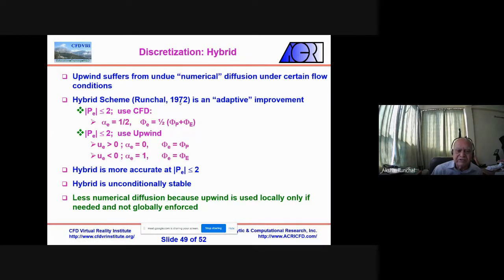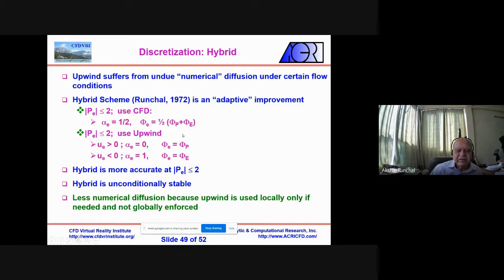So in 72, I came up with a hybrid scheme concept, which we said, well, why not, rather than us choosing whether to use central or upwind, let the computer code determine when the Peclet number becomes greater than 2 or less. So inside each point, we monitor the Peclet number. If it's less than 2, we use central finite differencing. If it is greater than 2, we use upwinding. Okay, so this should be the opposite sign, greater.